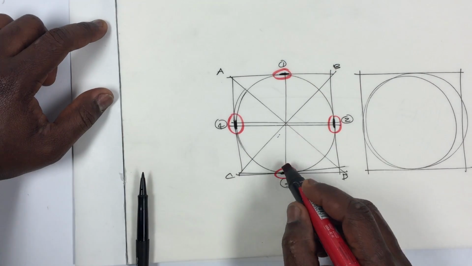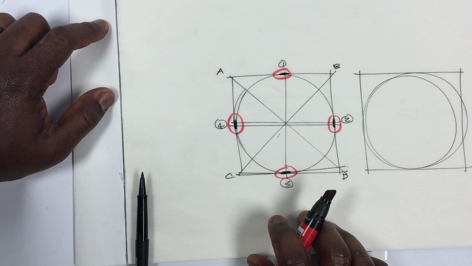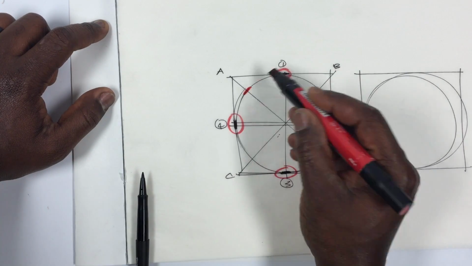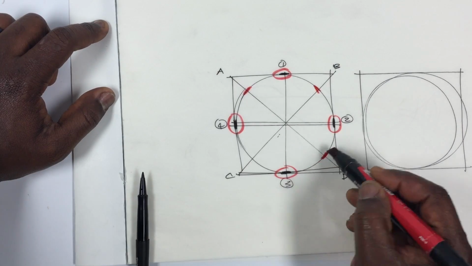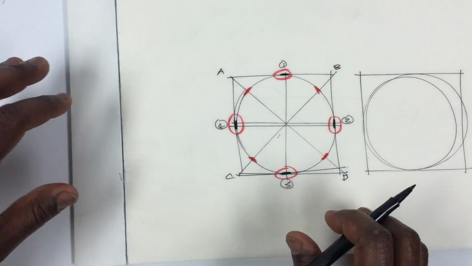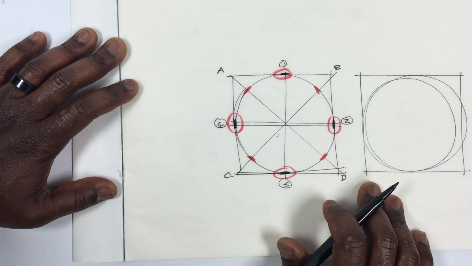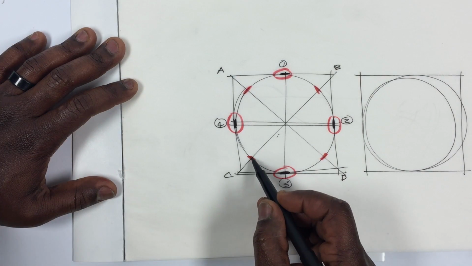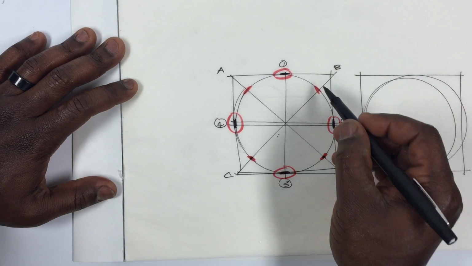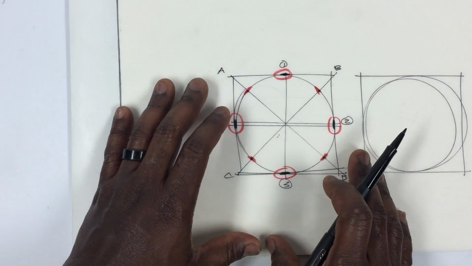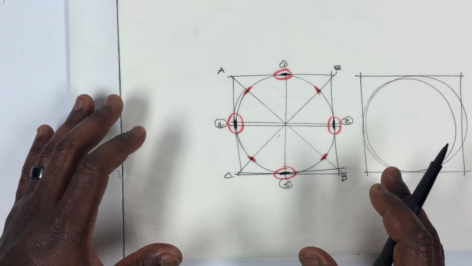So right at those points, my circle is touching the square at a tangent, and also roughly about a third of the way in. It's not exactly a third, but we can use this as an approximation to draw our ellipse. About a third of the way in, we have these points of intersection on the diagonals. So I can take this relationship, and there's many ways to do this.